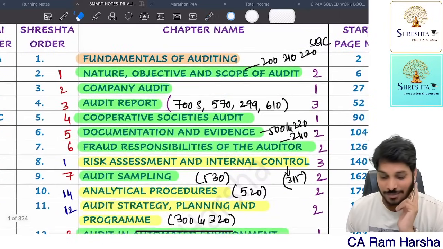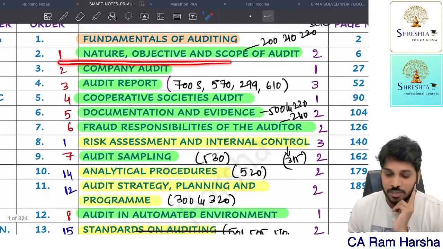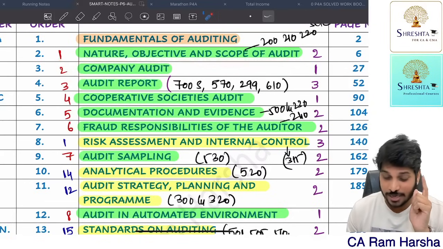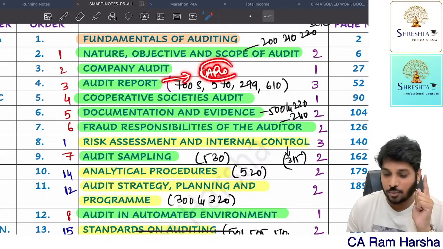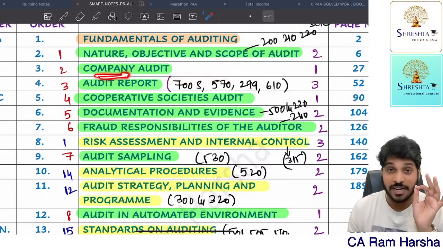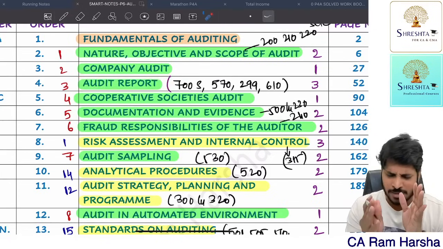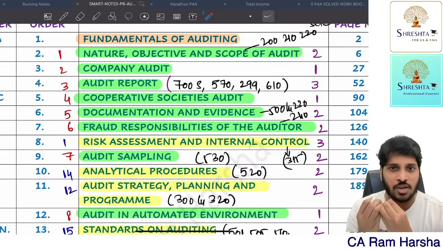Fine. So you see, I have highlighted here very clearly nature, objective and scope. That's the first chapter you should read. Then company audit you should read. Then audit report. Remember, there is a concept called CARO. CARO is part of audit report. Understand. Don't read it immediately when you are reading company audit. Read CARO as part of audit report. Best example, you watch my marathon, you will understand what CARO exactly is.